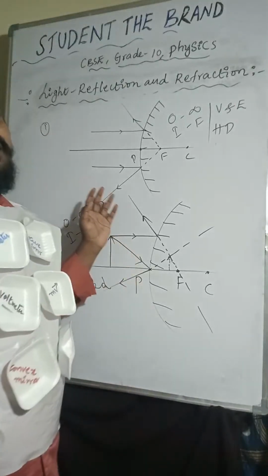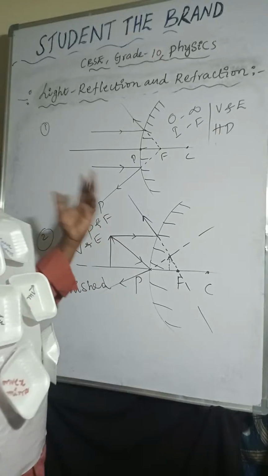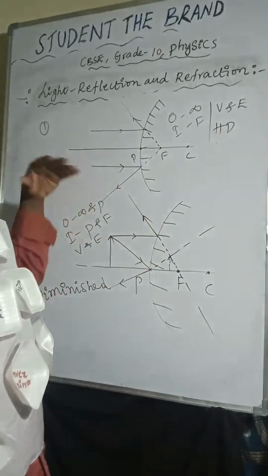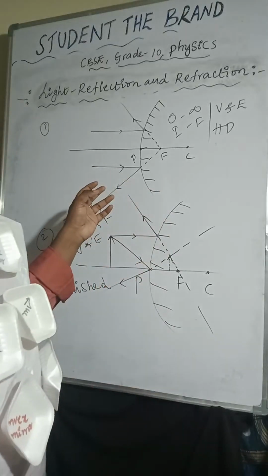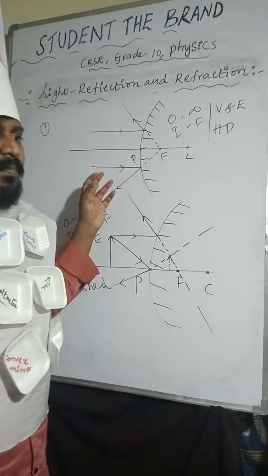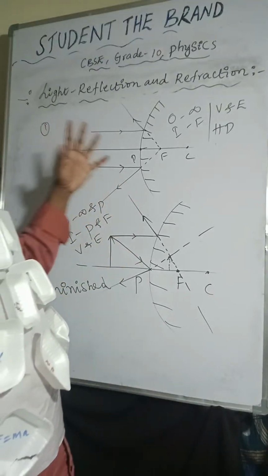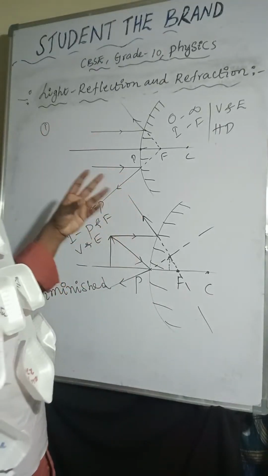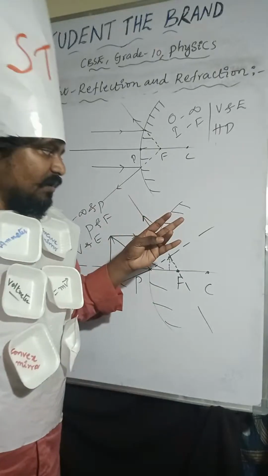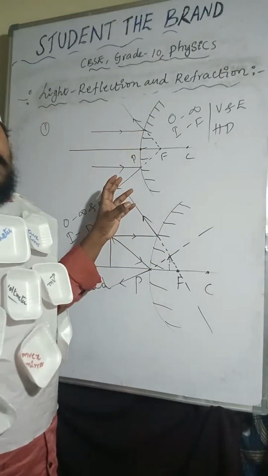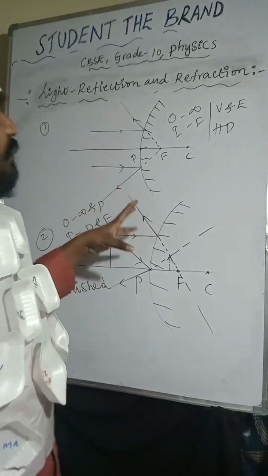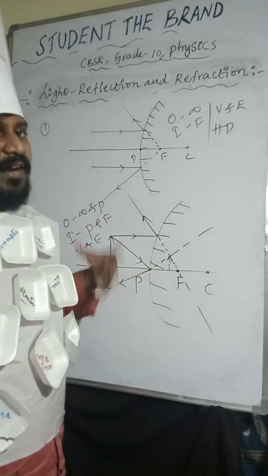the full view of the object. Even if you are standing, if you place any object in front of it, we are able to see it. Because of that property, a larger field of view, compared to plane mirror and concave mirror, for convex mirror the field of view is more. What is field of view?